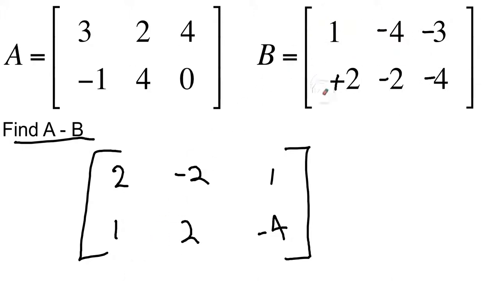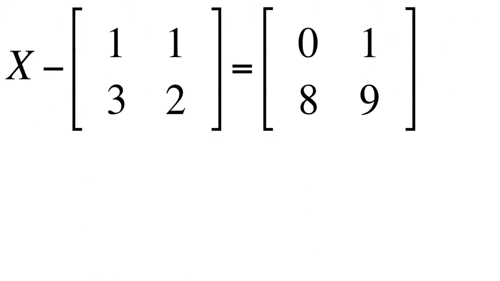You could do that by just doing subtraction also. Okay, if I didn't do that, I could say 3 minus 1 gives me 2. 2 minus 4 gives me negative 2. 4 minus 3, 1, and so forth. Okay, so that's matrix subtraction. Again, it's what you might think you would do. When we get to matrix multiplication, it's going to be very different, but addition and subtraction is almost exactly what you might expect.